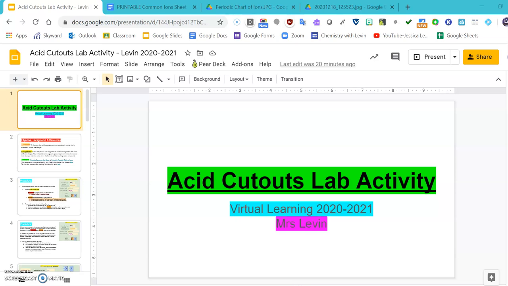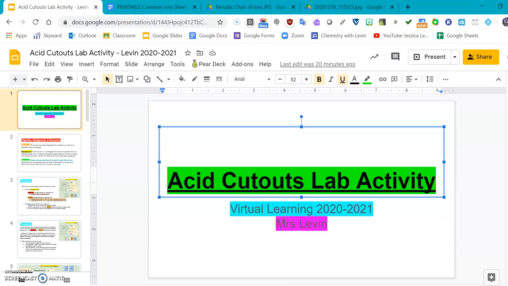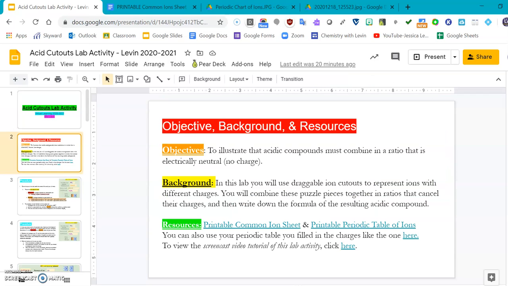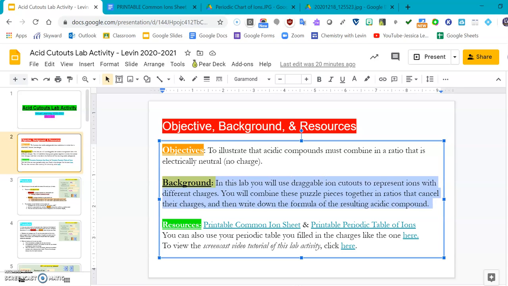Hey everyone, this is a quick tutorial for the acid cutouts lab activity. It is very similar to the ionic one because everything is made up of ions, obviously. We are going to illustrate that acidic compounds must combine in ratios that are neutral, where there are no charges. You will be using draggable ion cutouts to represent the ions with the different charges in Google Slides.